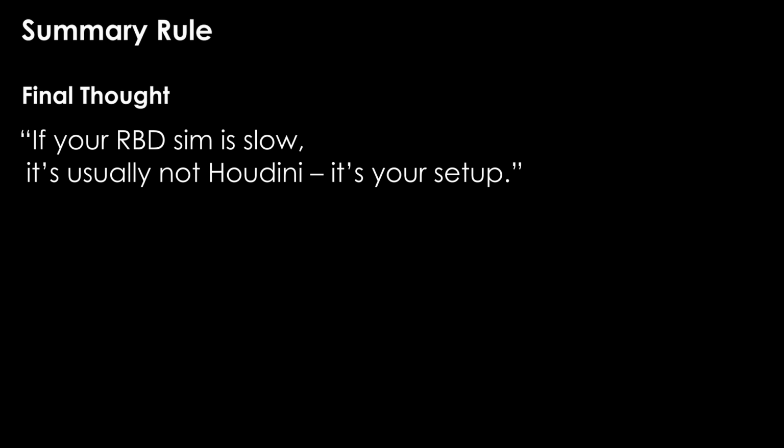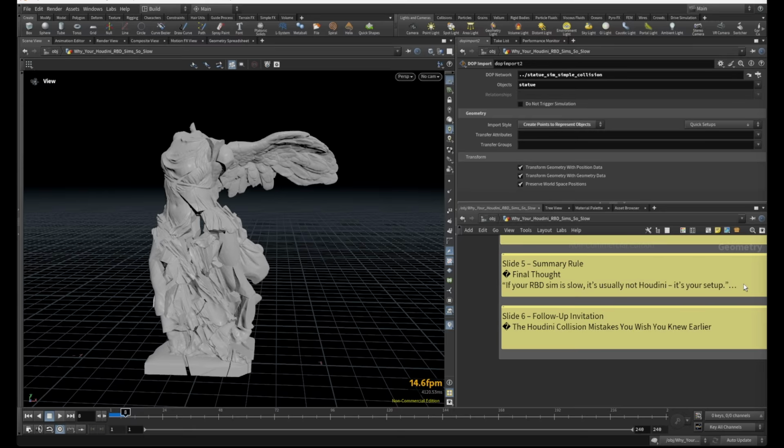If your RBD simulation is slow, it is usually not Houdini, it is your setup. The question is, what is slow and what is quick? If you have a very complicated setup with a big amount of polygons and you'd like to simulate it, even with optimized geometry, you will still wait for hours, for days to be able to simulate this setup. That means that simulation time is relative. But what we have to do is optimize our scene this way so that the simulation runs quicker.